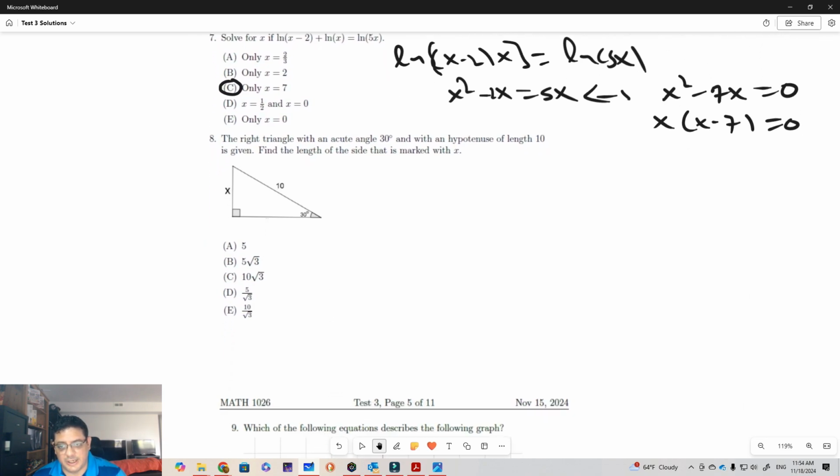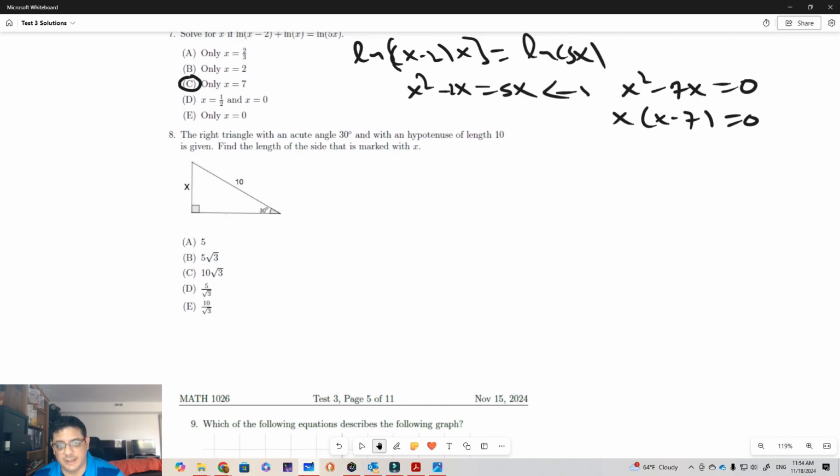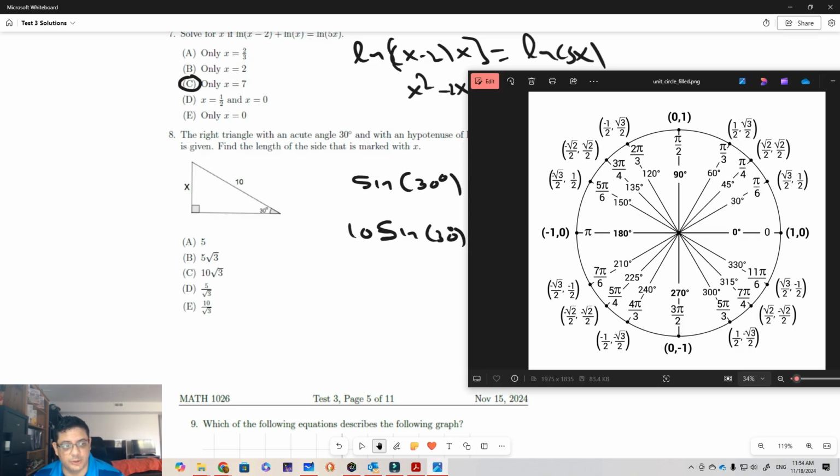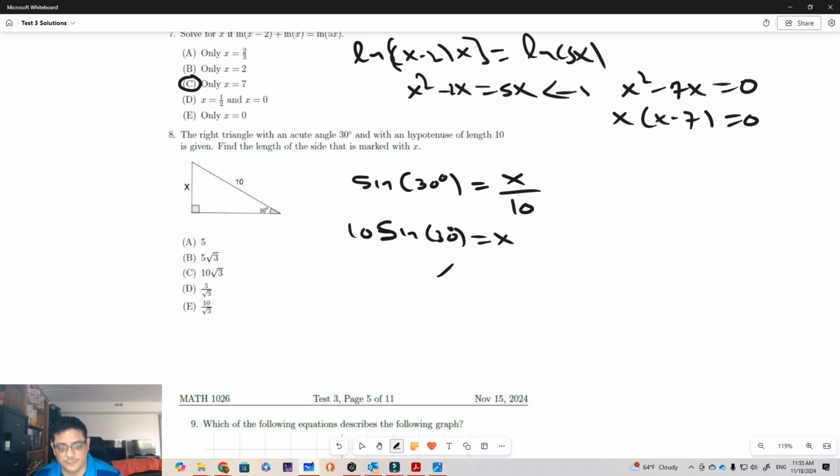Now question number 8: the right triangle with an acute angle of 30 degrees has a hypotenuse of 10. Find x. X is the opposite, so we have a relationship between opposite, hypotenuse, and angle. That calls for the sine of 30. Sine of 30 is opposite over hypotenuse, so we can say that 10 sine of 30 degrees is going to be x. Of course, sine of 30 we can find from our unit circle, which is going to be 1/2, and so x equals 5.